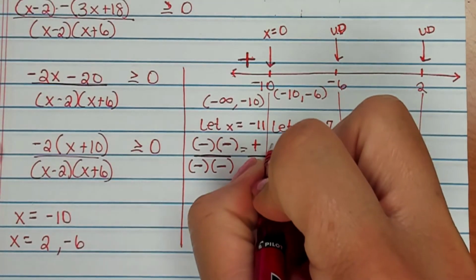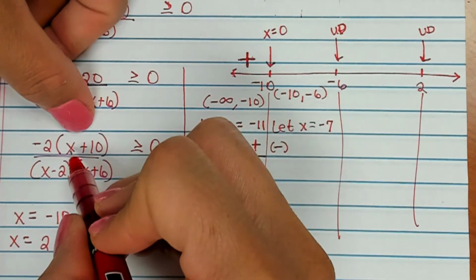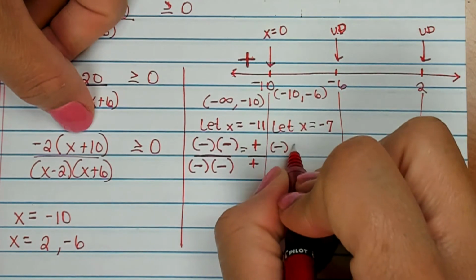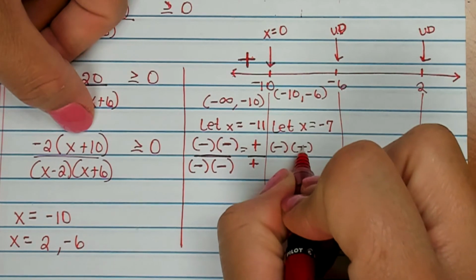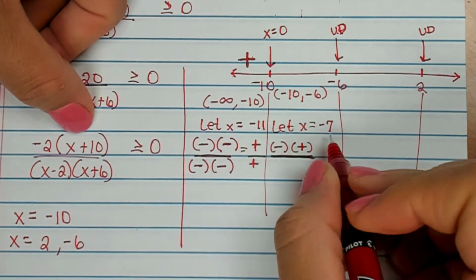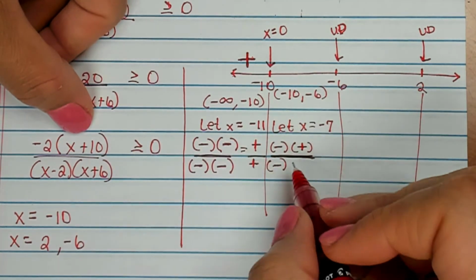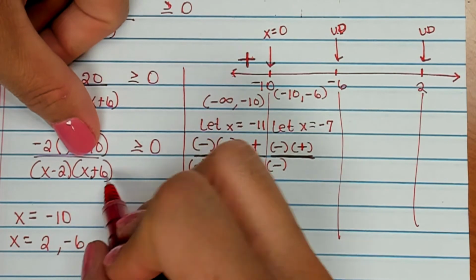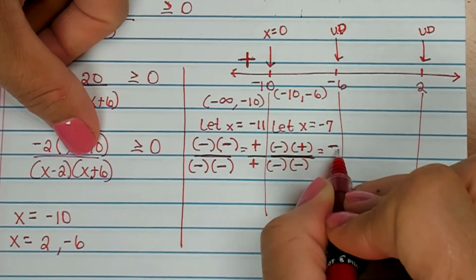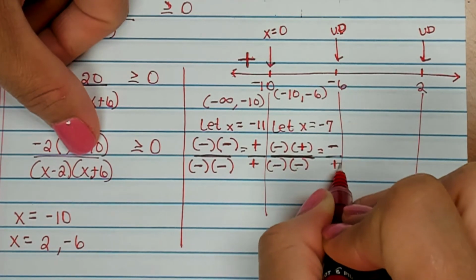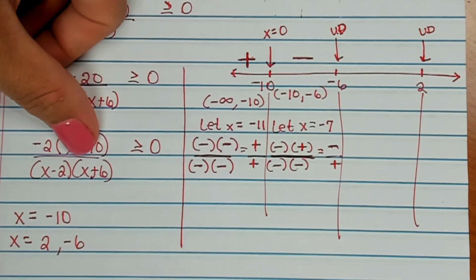So I have a negative 2 that automatically gives me a negative times, I have a negative 7 plus 10 gives me a negative value. No. A negative 7 plus 10 is positive 3, divided by negative 7 minus 2 gives me negative 9. And then I have a negative 7 plus 6, which gives me a negative. So a positive times a negative is a negative. A negative times a negative is a positive. A negative divided by a positive, that gives me a negative value.